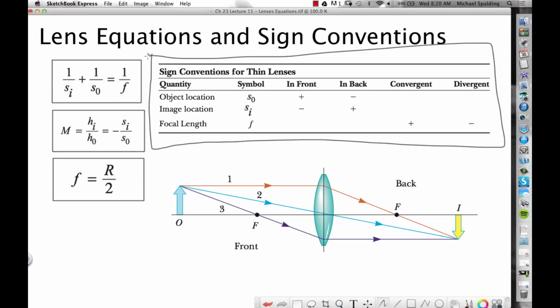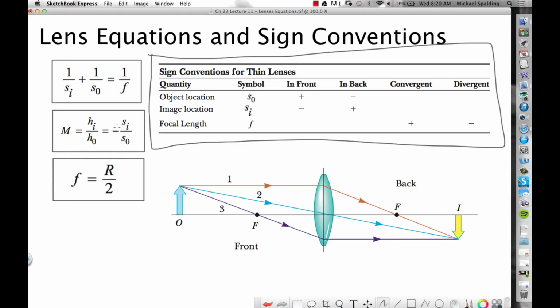What was the sign convention for mirrors? It was super simple. Front side positive, back side negative. And remember, that does not apply to the magnification equation. The magnification equation has its own sign convention. If your magnification comes out plus, that means the image will be upright. If the magnification comes out negative, that's inverted. So for mirrors, which we did yesterday, front side plus, back side minus.